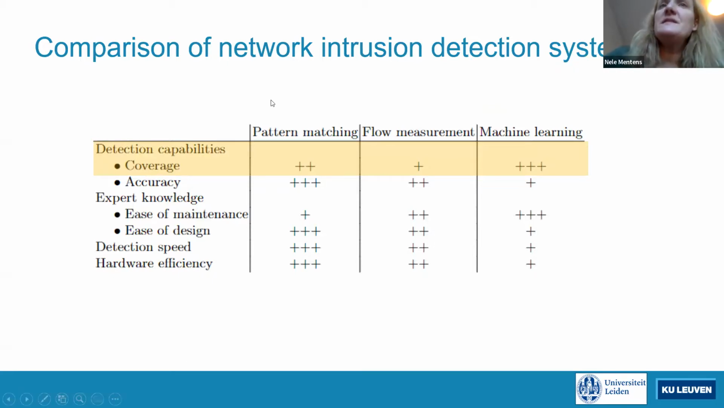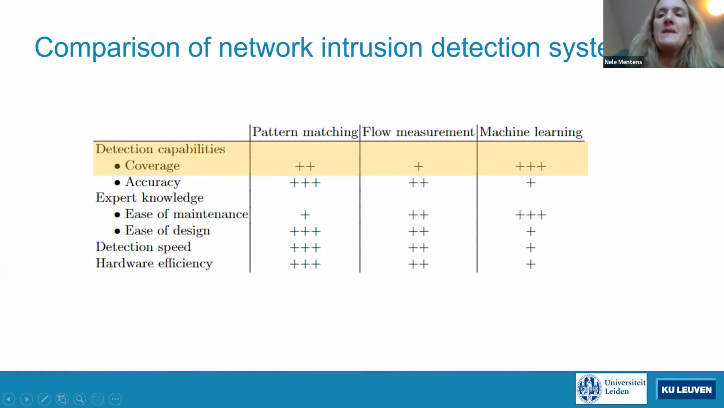Then if we compare these three techniques, pattern matching, flow measurement, and machine learning, we can see that when we look at the coverage of multiple attacks, machine learning covers the most, because we can detect existing known attacks, but also deviations from normal traffic, which we call anomalies. Flow measurement is only used for large flow detection or DDoS attack detection. And with pattern matching, we can detect multiple types of attacks, but only based on fixed rules which have to be determined beforehand.